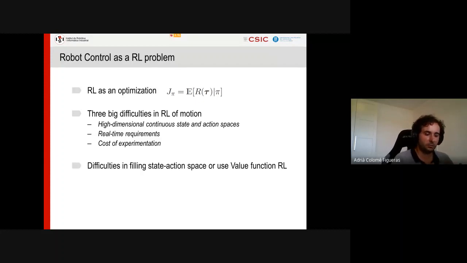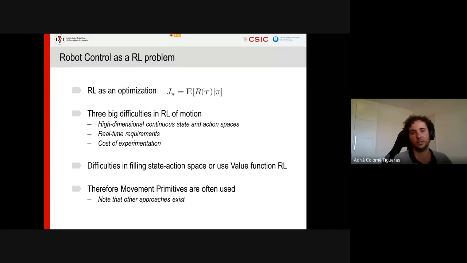So we cannot usually use this value function before reinforcement learning that was used in discrete space and discrete search some years ago. And one very common approach is to use motion characterizations such as movement primitives. There are many other approaches to representing motions and policies, but the idea here is that we will do a parameterization of motion, and the parameters themselves will be the policy. And we'll build a probability distribution over these parameters of the robot motion parameterization. This probability distribution will be our policy, and it will be what we optimize so that the robot behaves better.